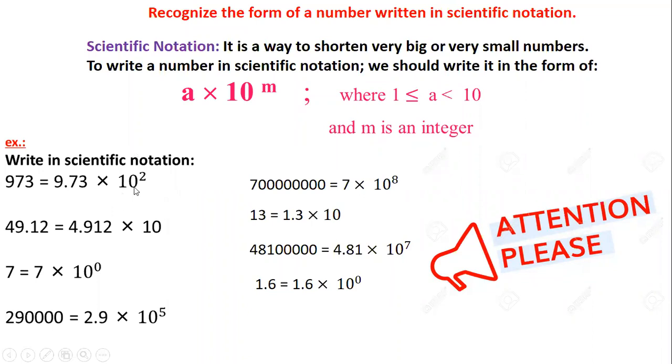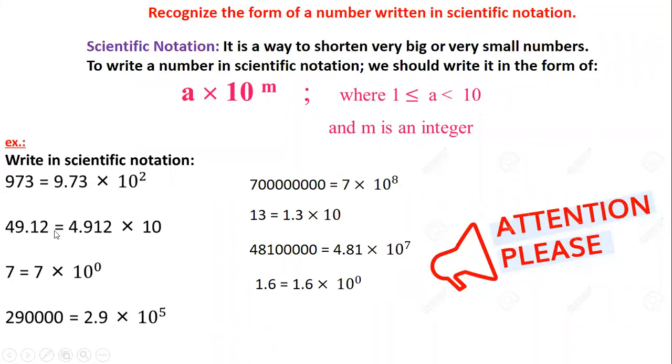I write a base 10. And to know the exponent, I ask myself, the point was here. How many digits did I move the point to become between 9 and 7? I moved it 2 digits, so I write 10 squared.